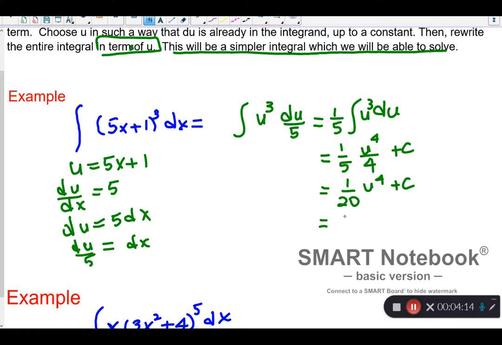So we're going to do a backward substitution now. In other words, put u back in terms of x. Since u is 5x plus 1, just put it back in there: 1 over 20 times (5x plus 1) to the fourth power plus c. So this is our answer.